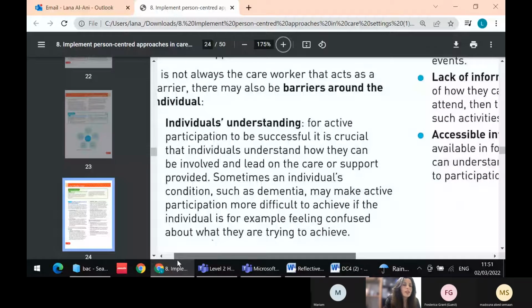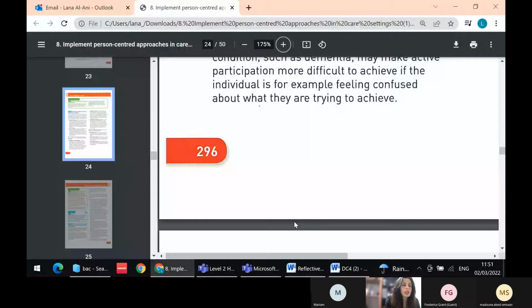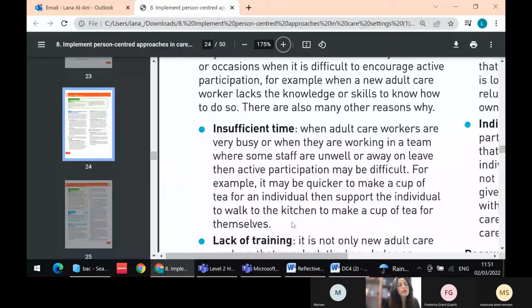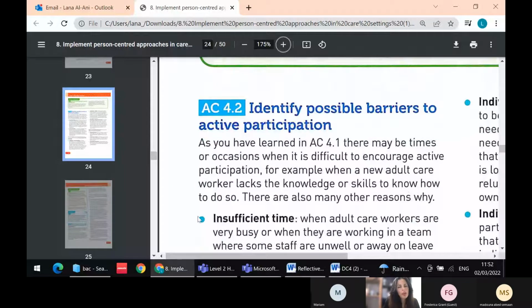So are we clear about this, or do you want me to repeat it? Where it says, identify possible barriers for active participation. So for active participation, there are so many barriers which might make it very difficult to encourage active participation.